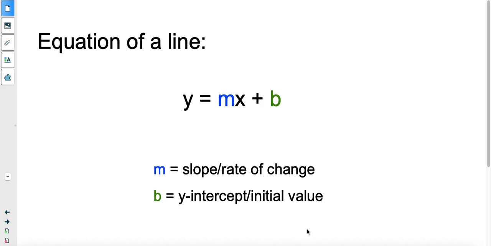Hi everyone. In this video, I'm going to go over how to find the equation of a line. Now, the equation of a line is given by y is equal to mx plus b. M stands for the slope or the rate of change, and b stands for the y-intercept or the initial value. The two things we need to find the equation of a line are the rate of change and the initial value.